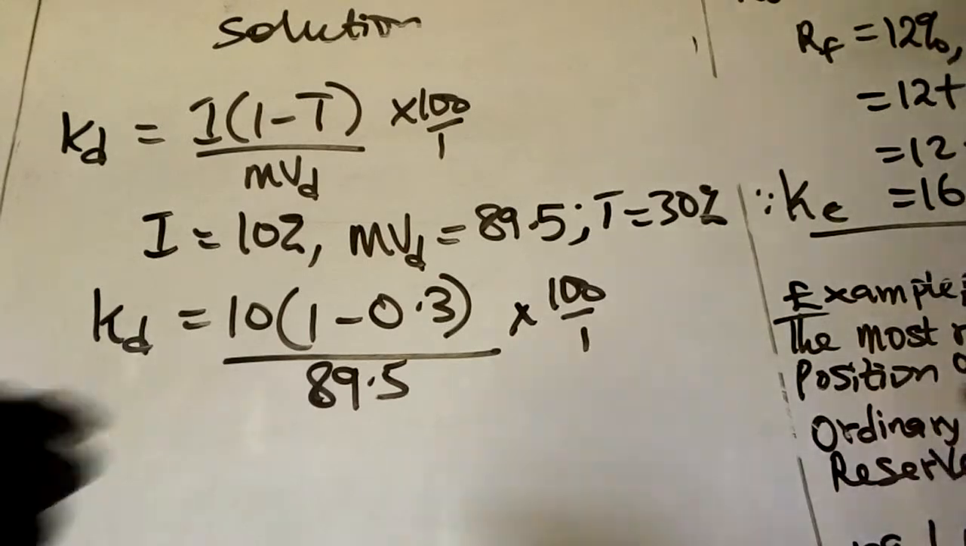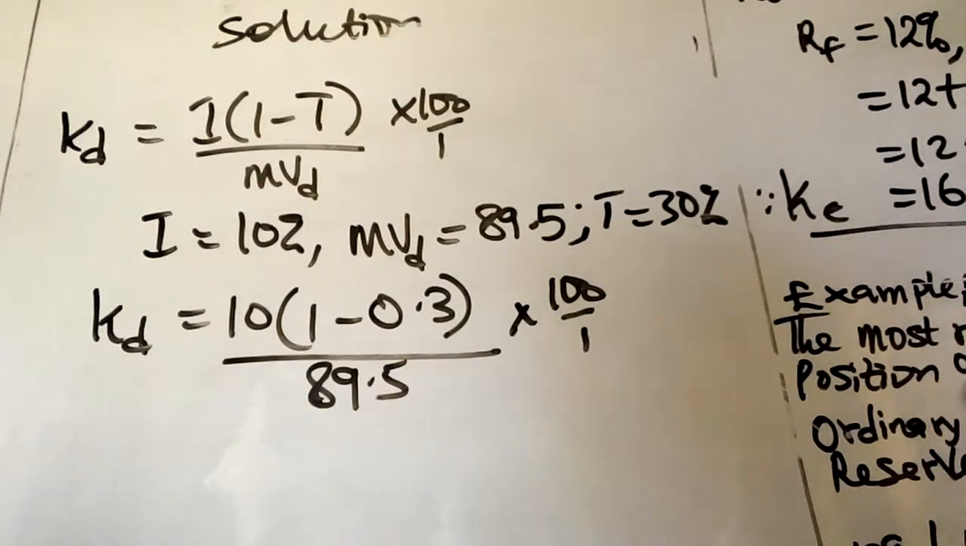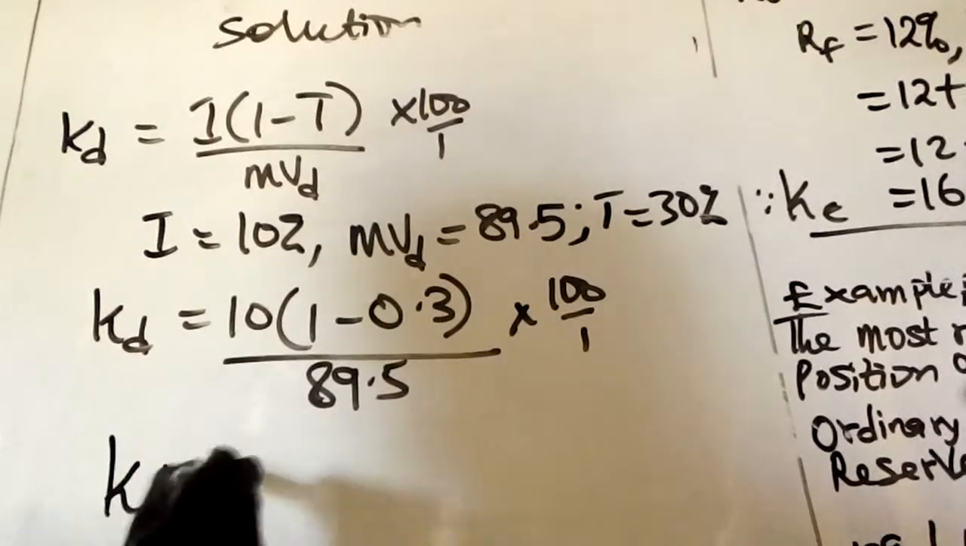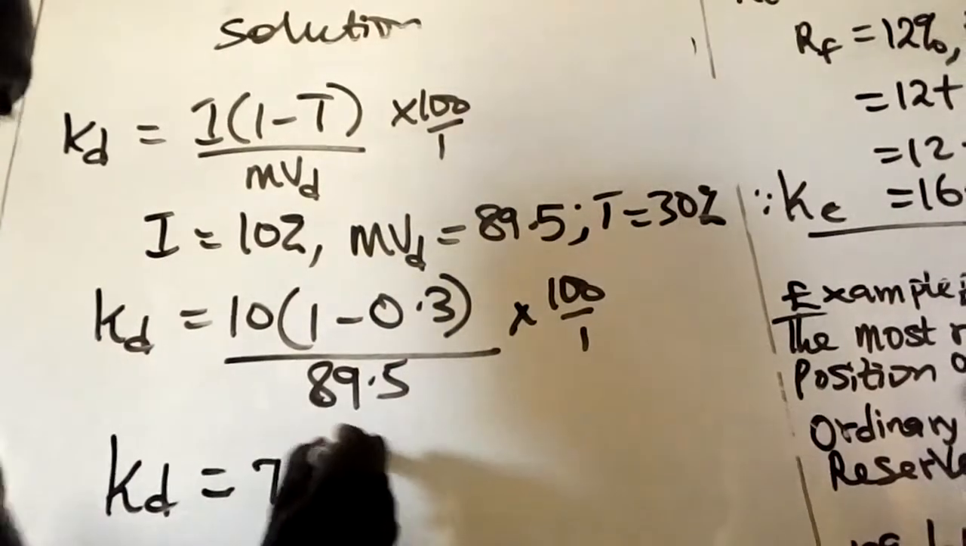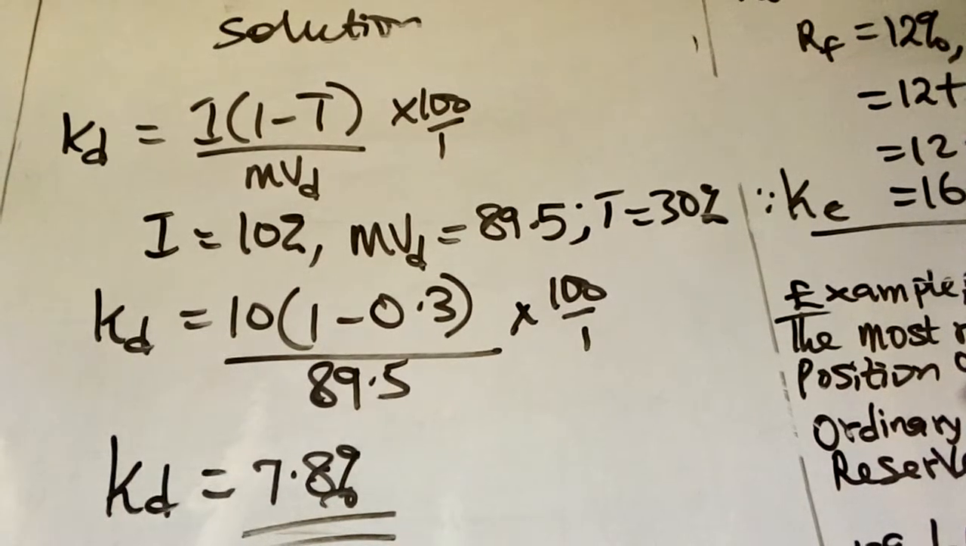So 1 minus 0.3 will be 0.7. 0.7 times 10, then we have 7. 7 divided by 89.5 gives us 0.0782 and so on. Multiply by 100. So the cost of debenture is approximately equal to 7.8%.